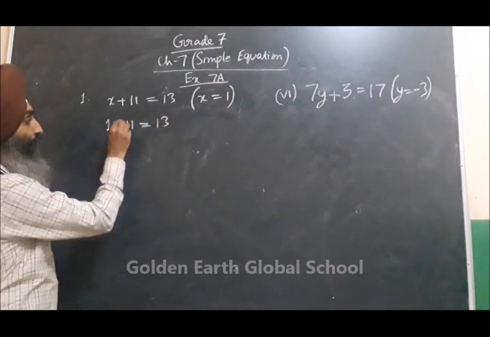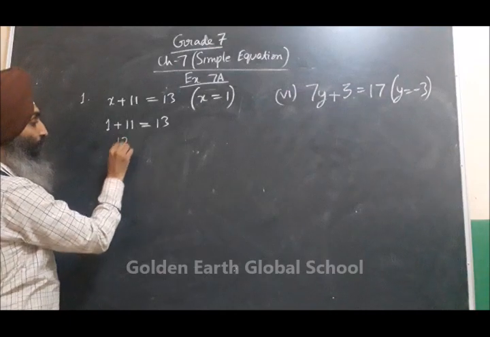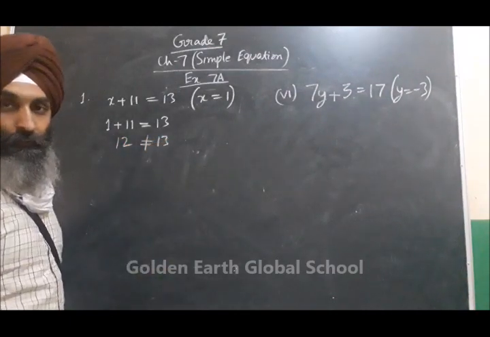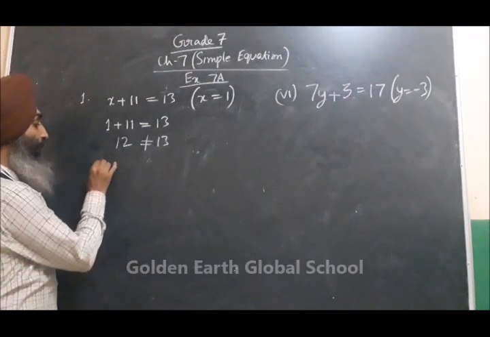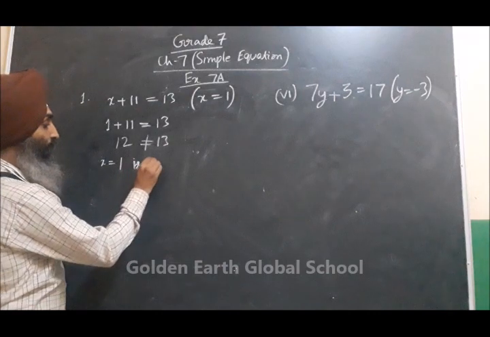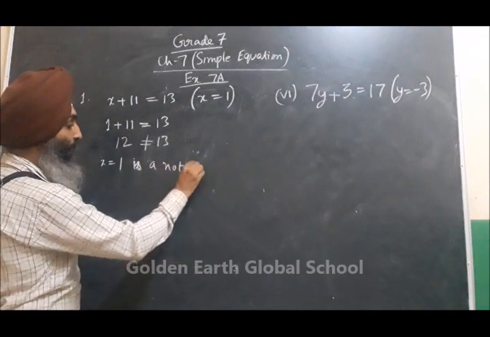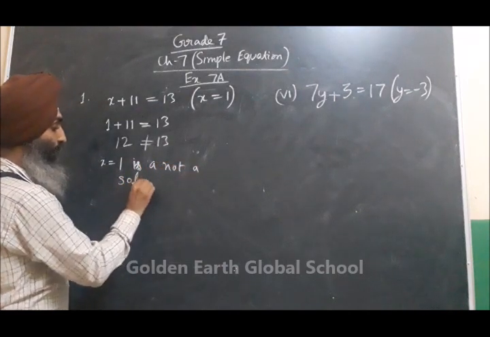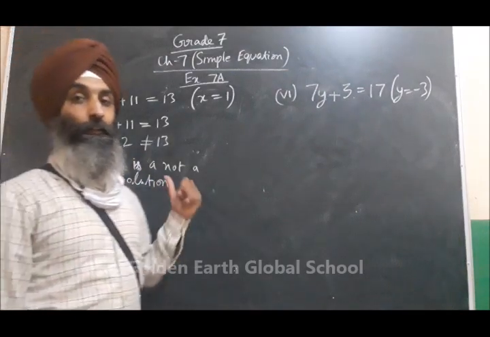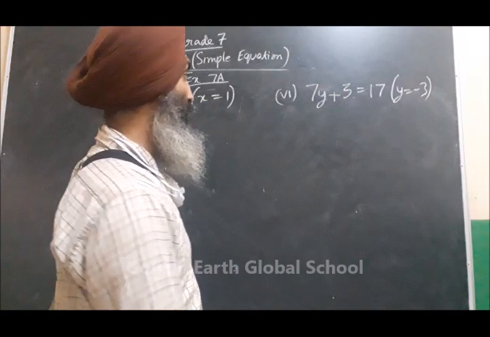As you can see, 11 plus 1 is 12, and that is not equal to the right hand side, that is 13. So you can say that x is equal to 1 is not a solution. If it is equal, then you can say that it is a solution of that equation.